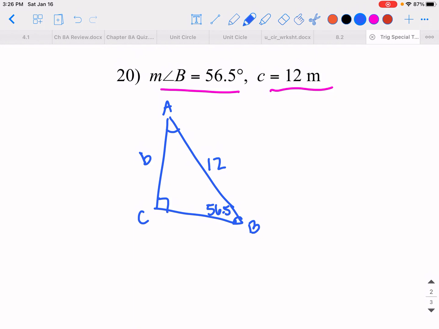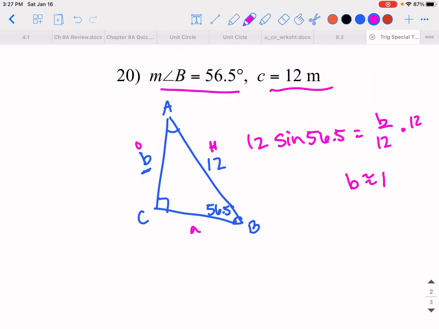Okay, so then to find the missing pieces, I have the hypotenuse that I can work with. And depends if we want to find A or B first, doesn't matter. Well, let's find B first. So then we're dealing with the opposite side and hypotenuse. So then sine deals with opposite and hypotenuse. Sine of 56.5 is equal to B over 12. Multiply both sides by 12. 12 sine 56.5 is 10. So then B is approximately 10 rounded.